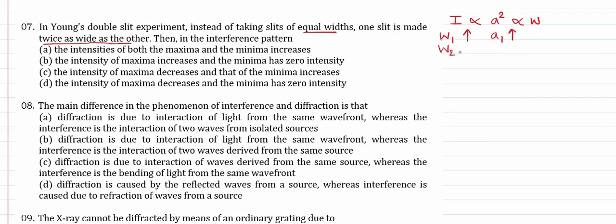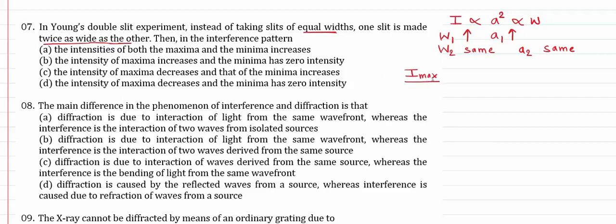How about the second one? W1 is twice as wide. So first they were equal, and W1 was made larger. So W2 remains the same, so A2 also remains the same. Now, the intensity of both maxima and minima increases. So maxima and minima are there, and you should know this relation.